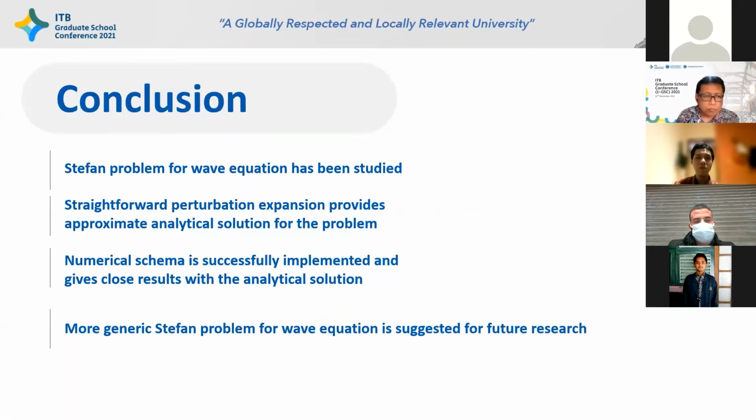Okay, for the conclusion. The Stefan problem for the wave equation has been studied here with two different approaches: the numerical solution and the perturbation expansion. The perturbation expansion provides an approximate analytical solution, because we cannot solve the exact analytical solution, and the numerical scheme is successfully implemented and gives a result close to the analytical solution.